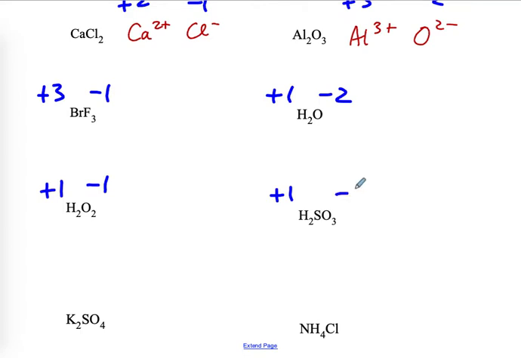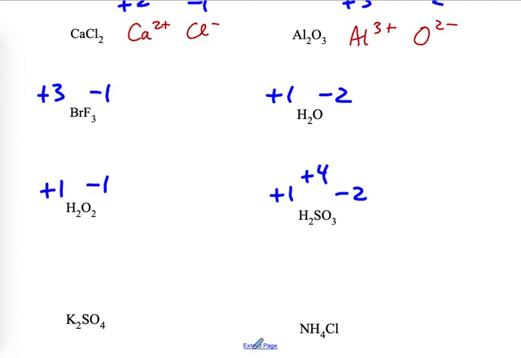Three oxygens, each with an oxidation number of -2, makes -6. Each of the 2 hydrogens has an oxidation number of +1, which is +2. -6 plus 2 is -4. For the sum to be 0, sulfur must have an oxidation number of +4.